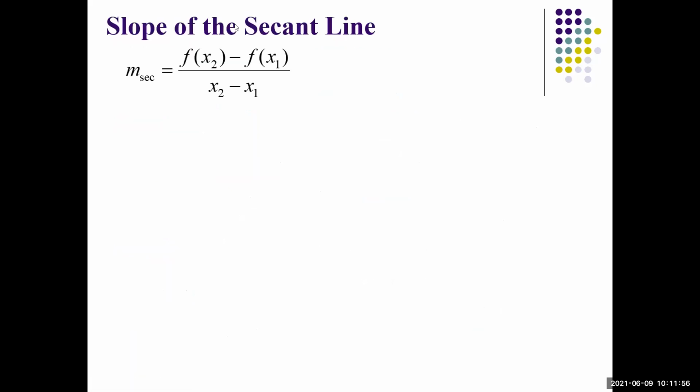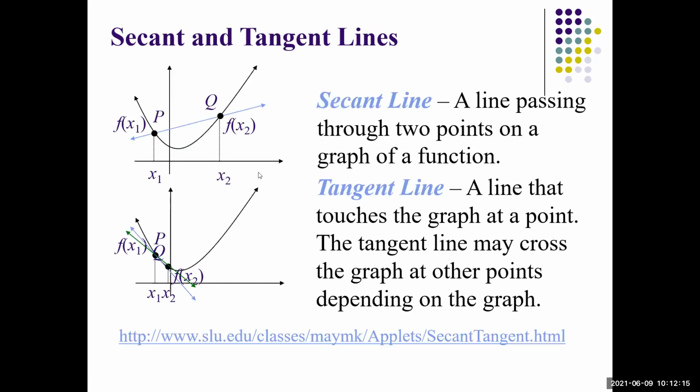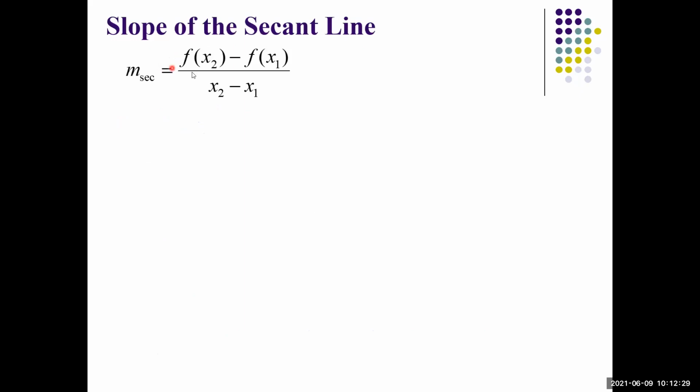Now let's start with the technical part. Let's say we have the formula. We start with the slope of the secant line. The slope of the secant is y2 minus y1 over x2 minus x1. Notice that y2 in this case is f of x2, and y1 is f of x1. So you can see the formula: f of x2 minus f of x1 over x2 minus x1.